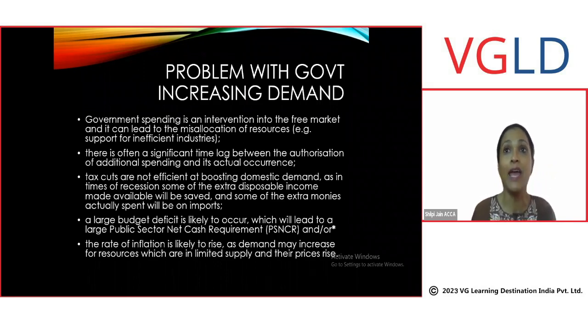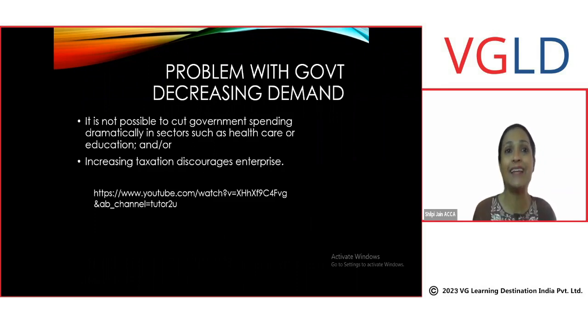So exports, you should be able to sell your locally produced goods and services in other countries outside your own country. The rate of inflation is definitely likely to rise and demand may increase for resources which are in limited supply. And when demand is going to increase, obviously the requisite price is also going to increase, right? Okay with everyone? So two variables of your fiscal policy. And are there problems associated with intervening with the free flow? Yes, there will always be problems if the government intervenes with the free flow of demand and supply of money in the economy.